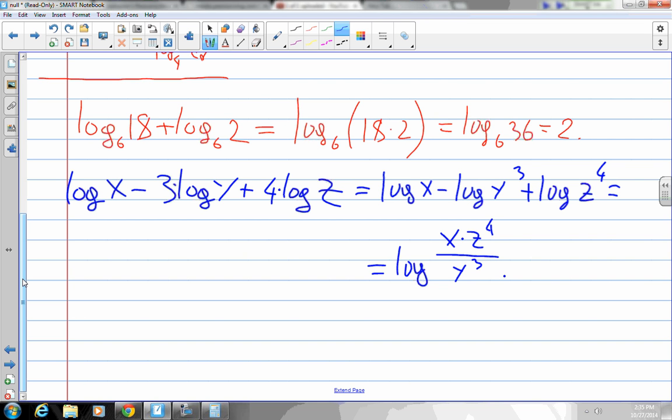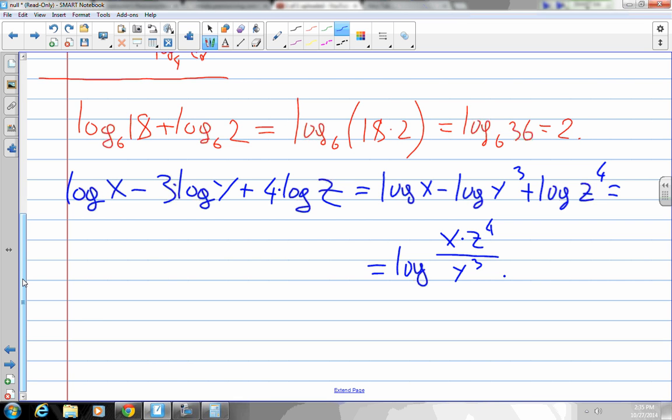How's that? Well, because it had a negative. So we're subtracting, that subtraction turns into division. Okay? Is that okay?